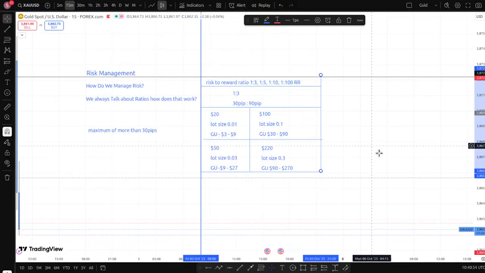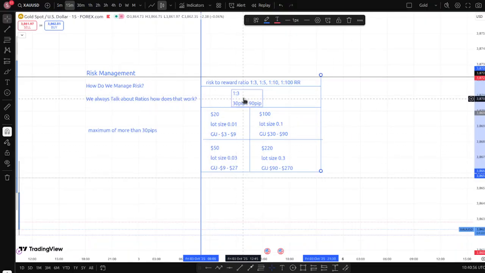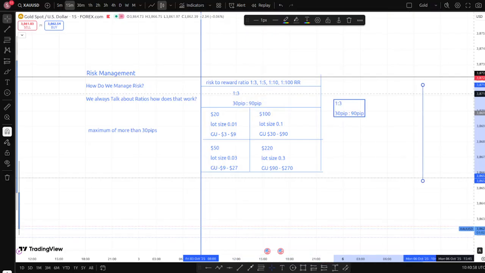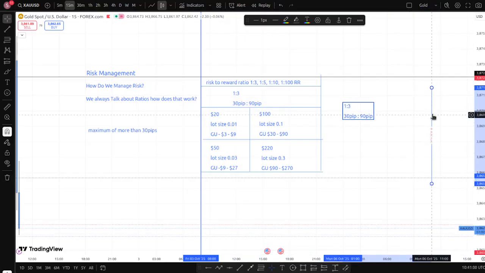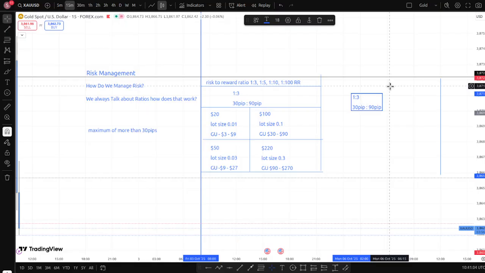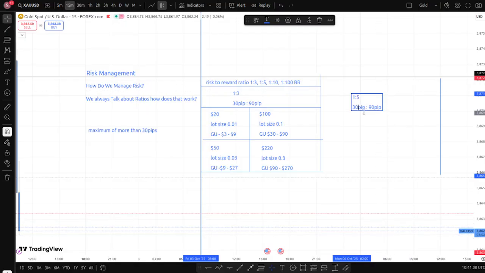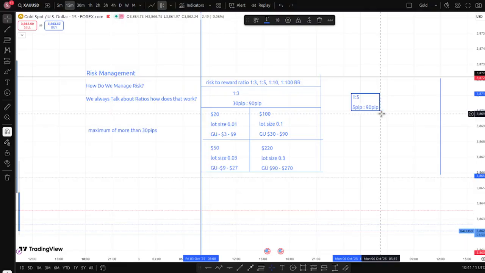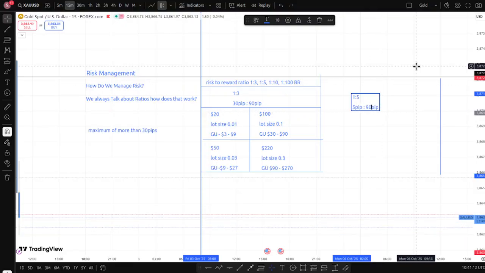Let me give you another example. The same things. Okay, it will still be fine. Let's say it's 1 to 5. Stop loss possible, we have 5 pips, risk 25.